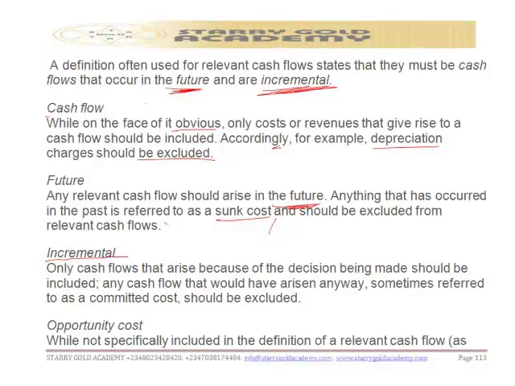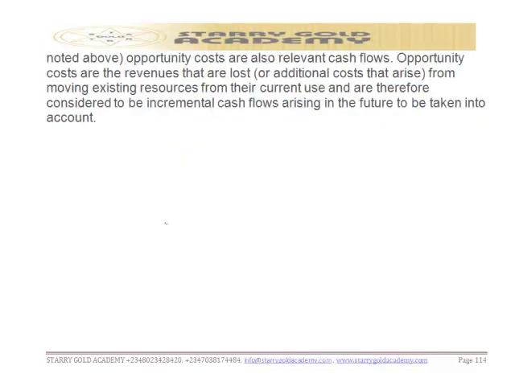And the last one is opportunity cost. Why is it not specifically included in the definition of relevant cash flow? As noted above, opportunity costs are relevant cash flows. Opportunity costs are the revenue that is lost or additional costs that arise from moving existing resources from their current use, and are therefore considered to be incremental cash flows arising in the future to be taken into account. These are the relevant costs in capital budgeting.